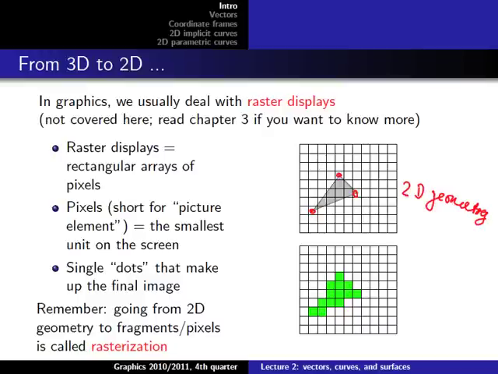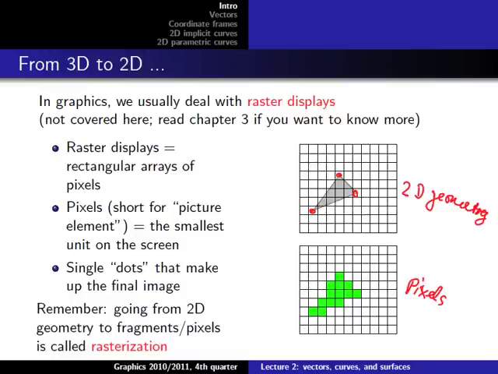where we then basically just have pixels on the screen. And then we have to decide, first of all, which pixels of the screen belong to the triangle, and what kind of color we give to each pixel.